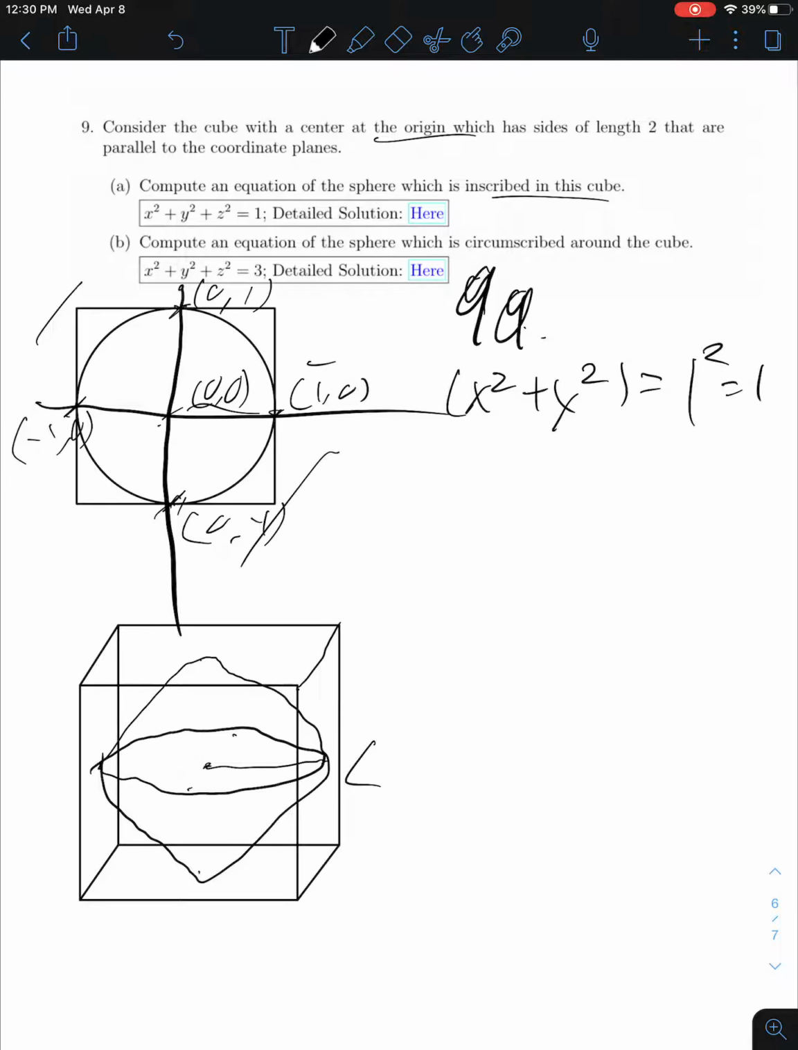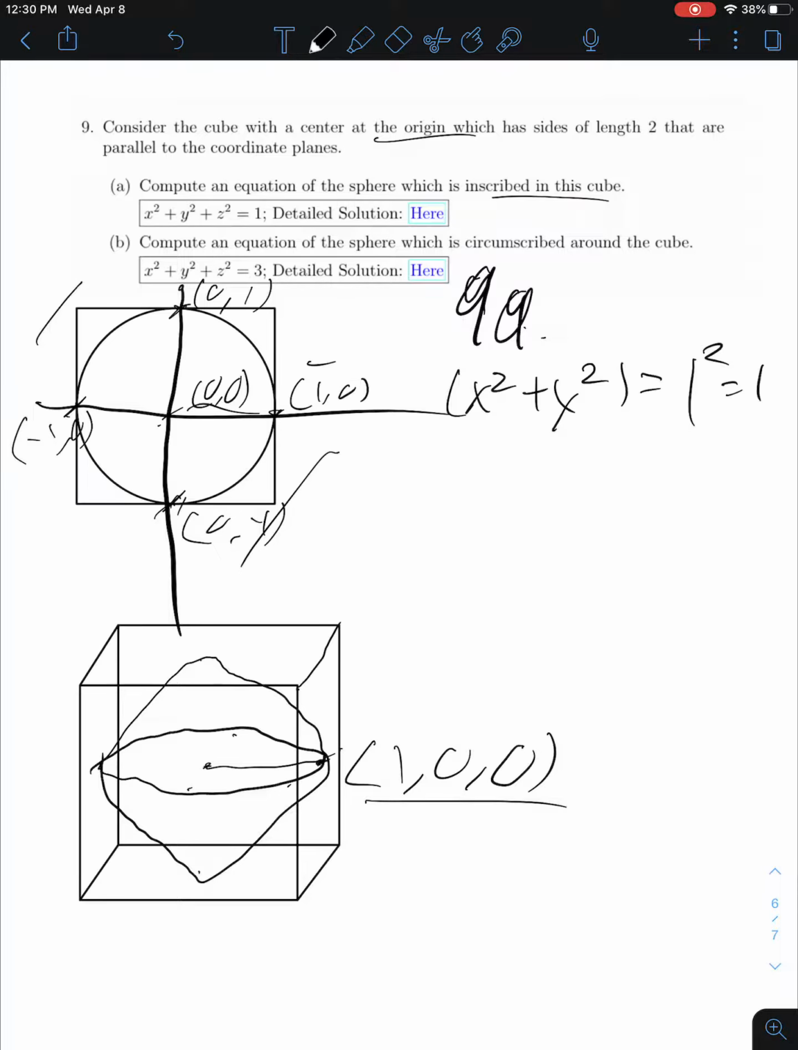Now it has a similar situation: it is going to intersect the cube at the center points of each of these walls. So for the center point right here, we're going to have to go over by 1, but it's still going to be 0, 0. It hasn't gone up or down at all in our z direction, and it hasn't gone over in our y direction. It's just moved over in our x direction.